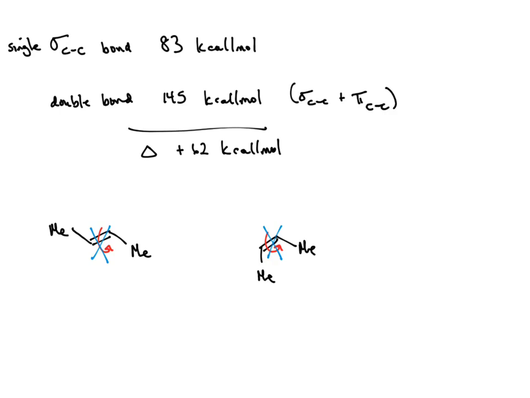Now, one other important feature of alkenes is their relative stability. Alkenes that are more highly substituted are more stable than less highly substituted alkenes.